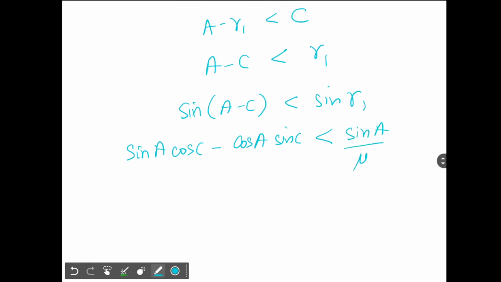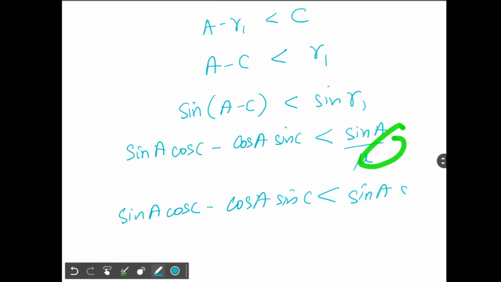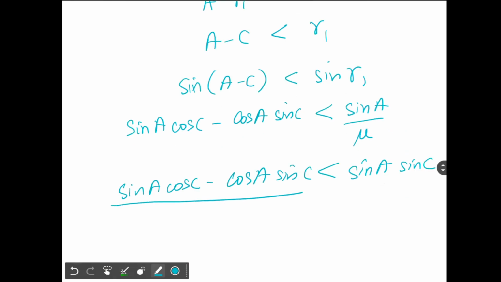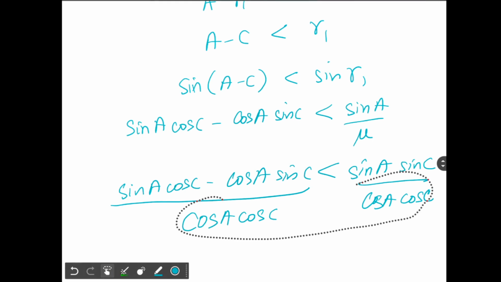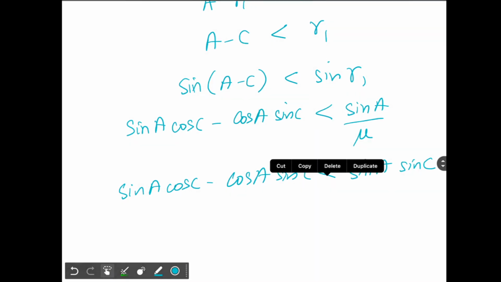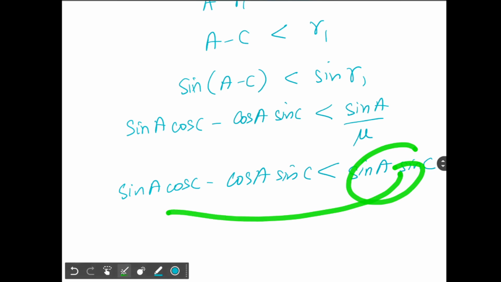Sine A divided by mu. Then sine A cos C minus cos A sine C is less than sine A, and 1 by mu will be equal to sine C again. So now divide this equation by... or rather wait, we divide this equation by sin A sin C. Okay. So take the sin A sin C in the denominator.